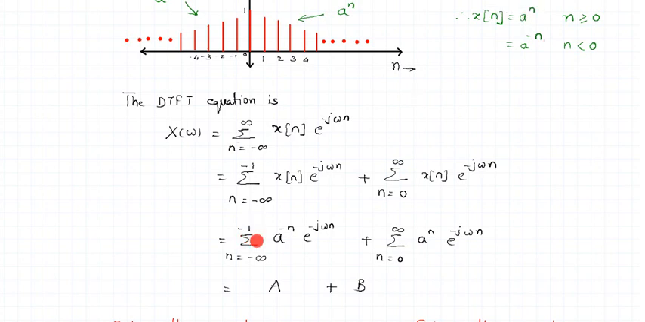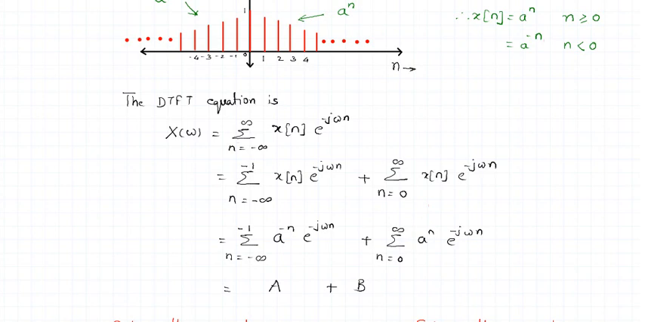So we'll replace now xn with the corresponding mathematical equation. For negative values of n, we observe that xn is a raised to minus n, whereas for positive values of n, xn is a raised to n. So we have substituted the correct equations into the two summations. Now we need to simplify both the summations.